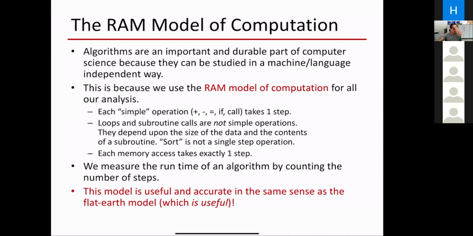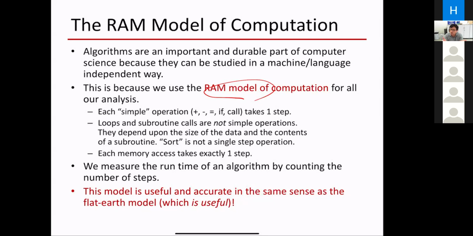So in 373, in the algorithm class, we're gonna assume the RAM model of computation. The RAM model simplifies all the computation. Algorithms are an important and durable part of computer science because they can be studied in a machine and language independent way. So we use a RAM model. Why do we need a RAM model? If we don't use a RAM model, your algorithm should be different for all languages. Let's say in Python, using plus is more expensive than minus. Then in Java, let's say minus is much cheaper than multiply.